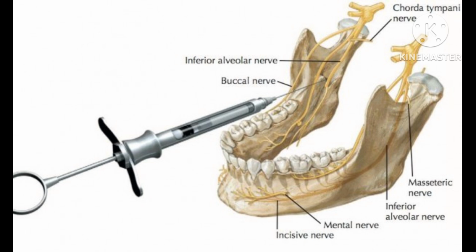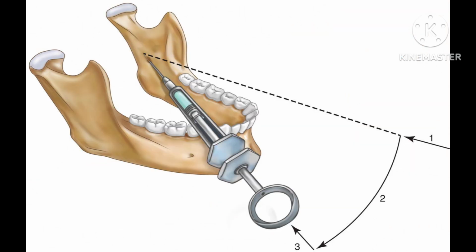Injection site. The needle insertion is made about 1 centimeter above and parallel to the occlusal plane. The direction should be from the premolar canine region of the opposite side. The insertion is slightly lateral to the plica pterygomandibularis.